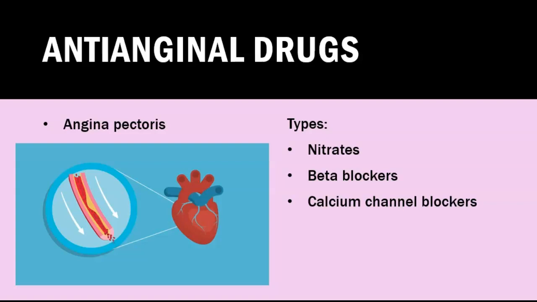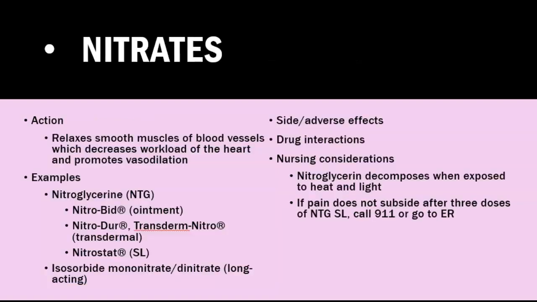Different types of antianginal drugs. You're going to have your nitrates, your beta blockers, your calcium channel blockers, and I didn't put it on the slide, but morphine. It's an analgesic, but morphine can also help with chest pain. So how nitrates work in the body: they relax the smooth muscle of the blood vessels. This decreases the workload of the heart and promotes vasodilation. So basically it makes the blood vessels bigger, and it's easier for the blood to pump through the body. Generally, it causes vascular and coronary vasodilation, which increases blood flow through the coronary arteries to the myocardial cells.